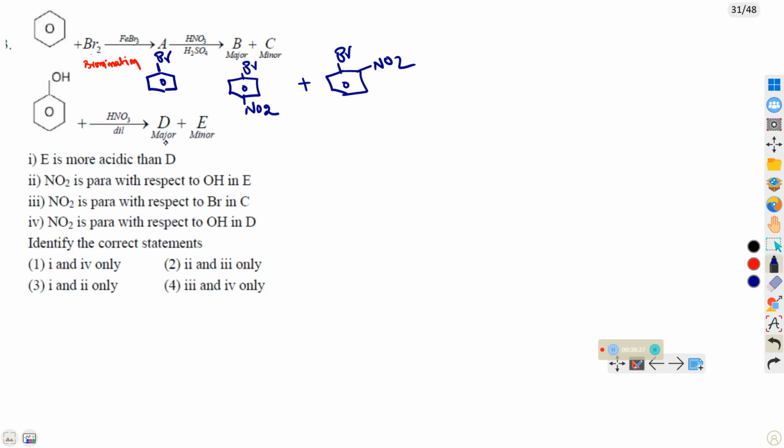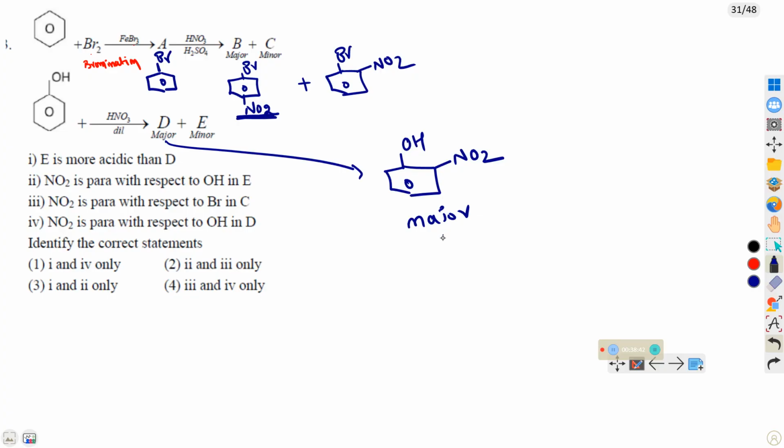Phenol undergoes nitration. Then it gives ortho-nitrophenol as the major product. Ortho-nitrophenol is major. In the previous case para is major, but here ortho is major. Why is ortho the major product? Because here hydrogen bond is possible. And para-nitrophenol is minor.